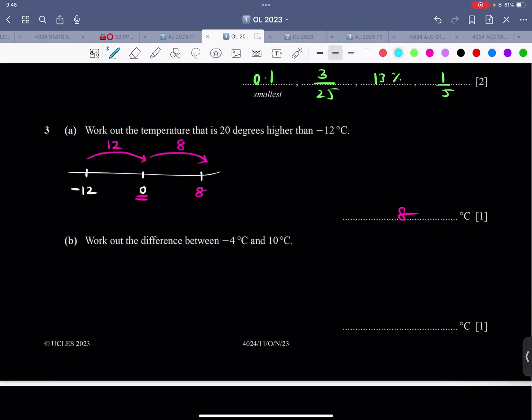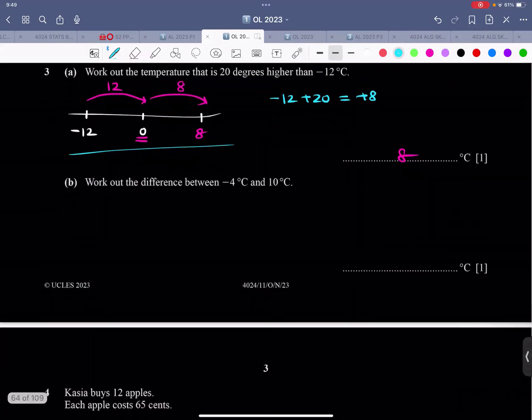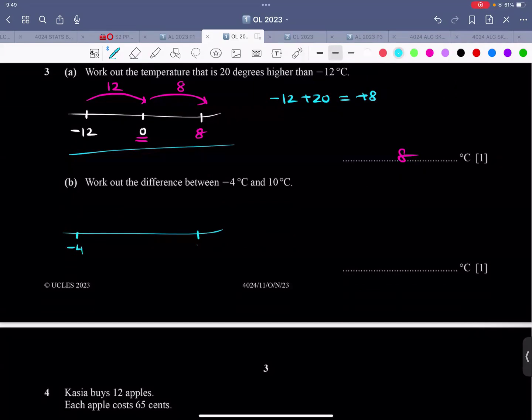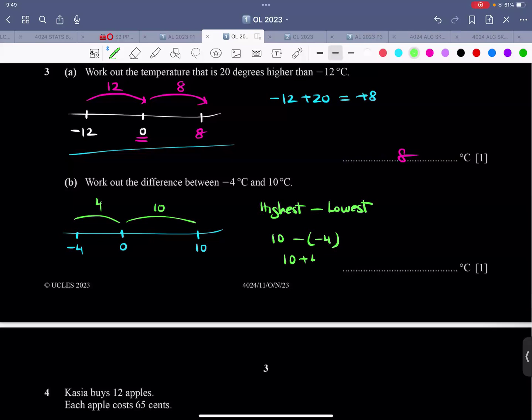Of course, I can work it out like this: -12 plus 20 comes out to be +8. That is the concept over here. Work out the difference between -4 and 10. I'm explaining it again. This is -4. This is +10. Somewhere here is 0. This difference is 4. This difference is 10. 10 plus 4 is 14. We can also start with the highest value minus the lowest value. So 10 minus -4, which is 10 plus 4, which is 14 degrees Celsius.